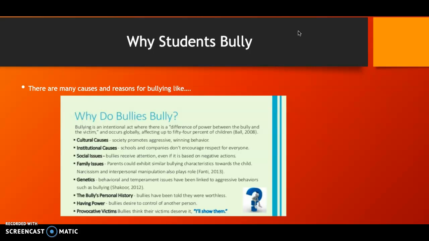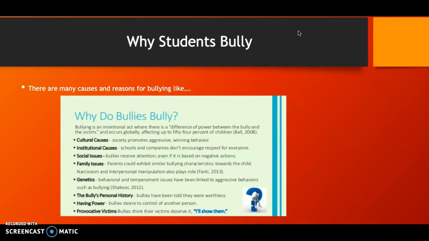There are also family issues in bullying. These children's parents could exhibit similar bullying habits or actions in their past or even to this day. These students may also have been bullied themselves when they were younger by family members such as older siblings, or been made to believe by their parents that they were worthless.